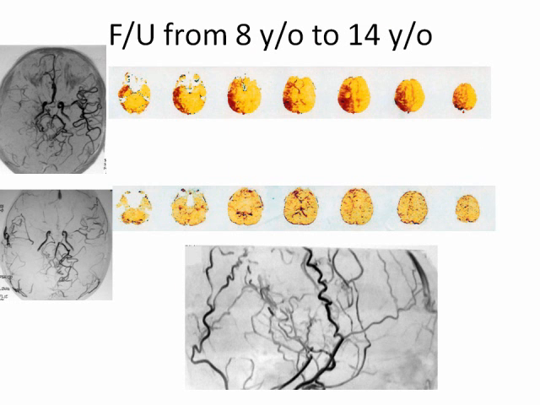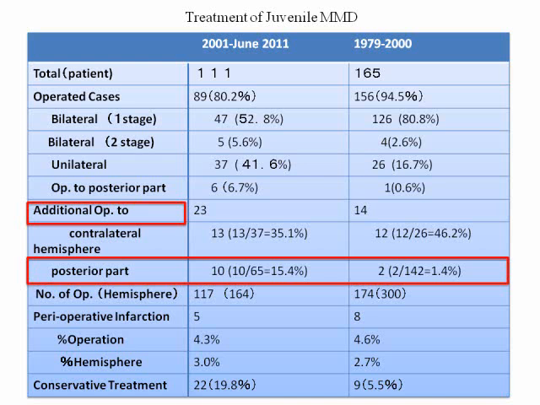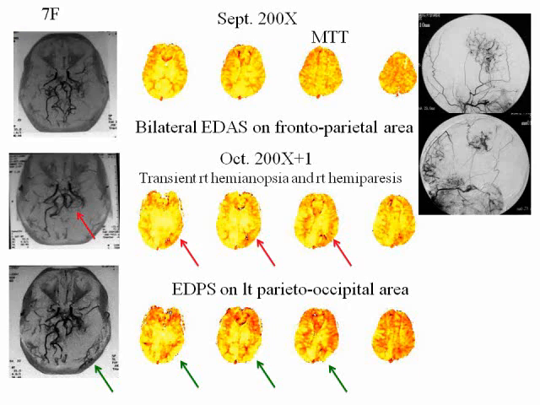So the hemodynamic condition ameliorated. In this follow-up period, the other side also got worse, but the CBF didn't change, so we're following up this patient. Finally, we analyzed the additional surgery to the posterior part of the brain. Such surgeries are now increasing in these 10 years. This is an example of a juvenile patient.